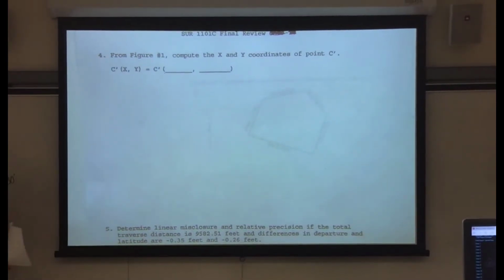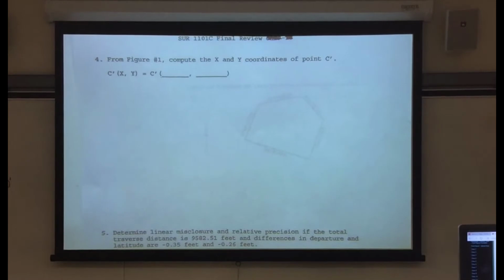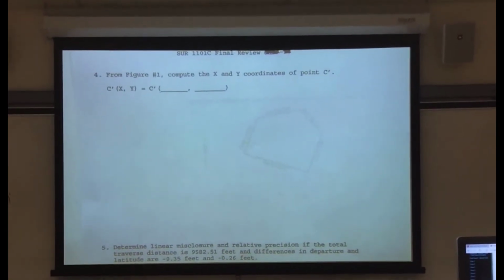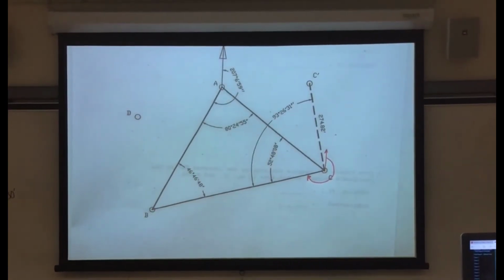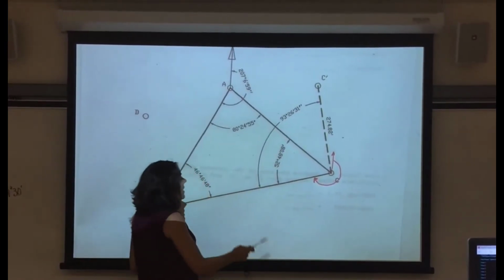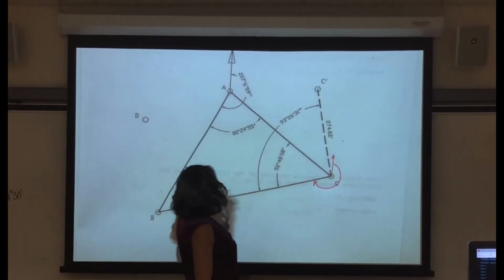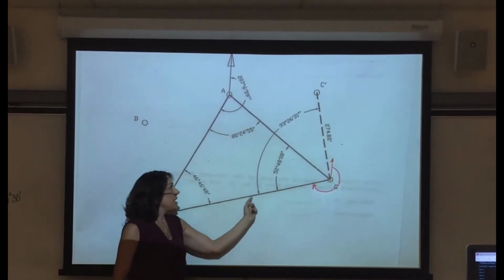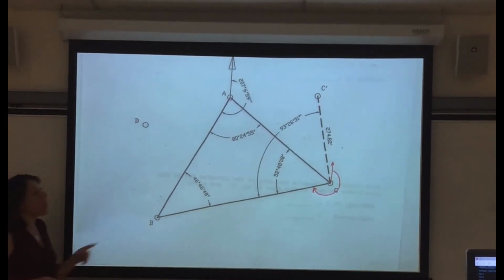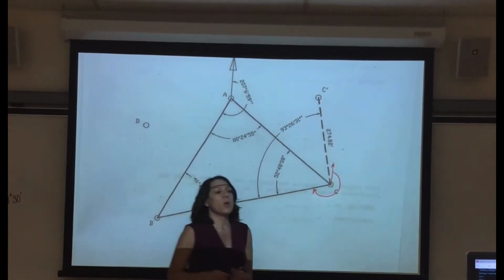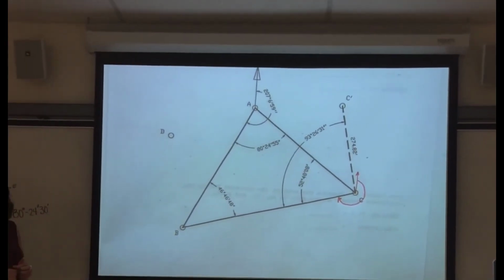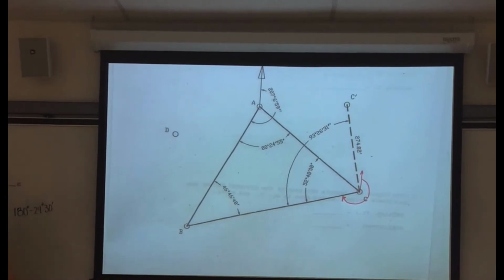Problem: we've got to compute the xy coordinates for point C prime. Looking at our sketch, here is C prime, so it wants us to find what C prime is. We know from the BC line, it's going to add 93 degrees, 26 minutes, and 31 seconds. We also know the distance. So we said before, if we use latitude and departure, we can find our coordinates, like we did in the Traverse project.